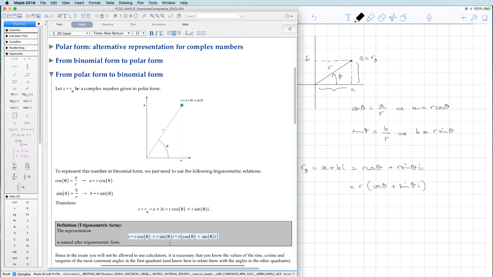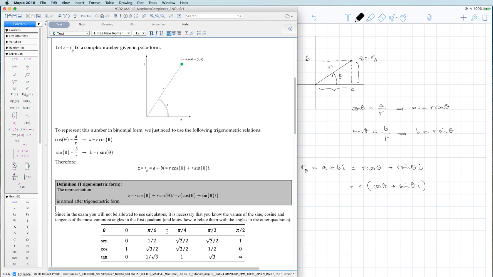We have this formula, but we are not allowed to use calculators in the exam. So we need to know the cosine and the sine of the most important angles. We have seen this table before, we have 0, pi over 6, which is 30, 45, 60, and 90, and we have the values of sine and cosine when the angle is in the first quadrant. So what we need to learn is, what about if the angle is in the second, third, or fourth quadrant? If we have an angle which is in another quadrant, what do we do?